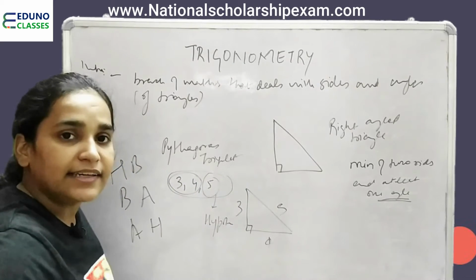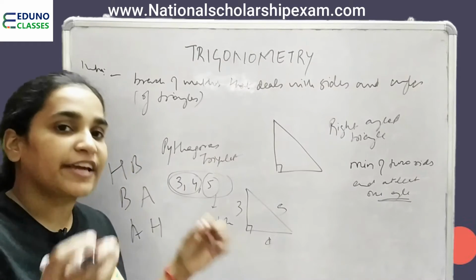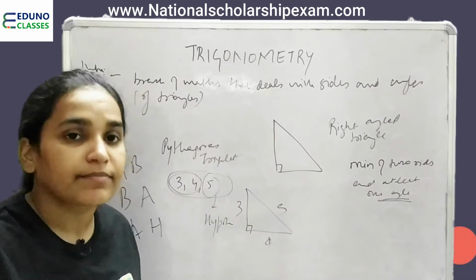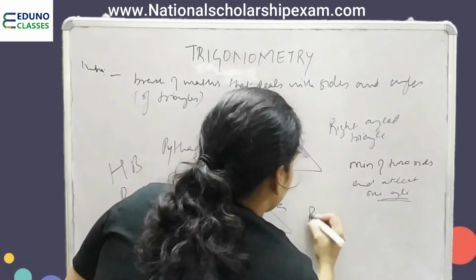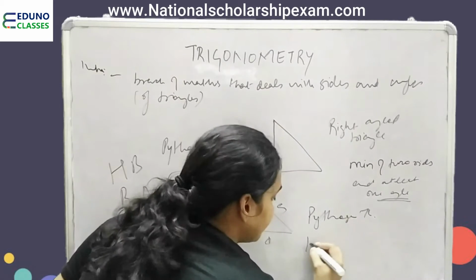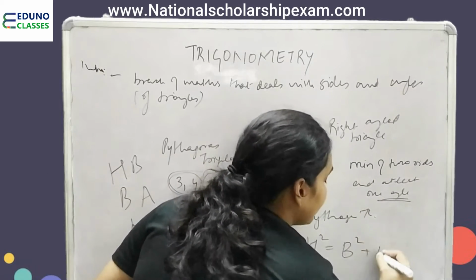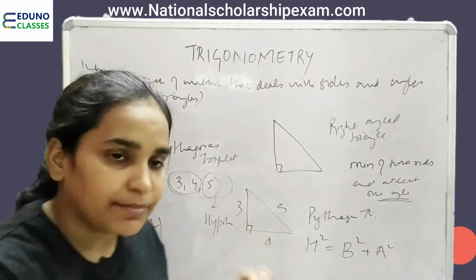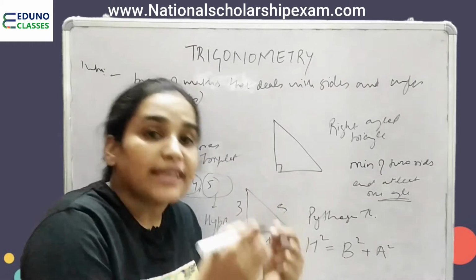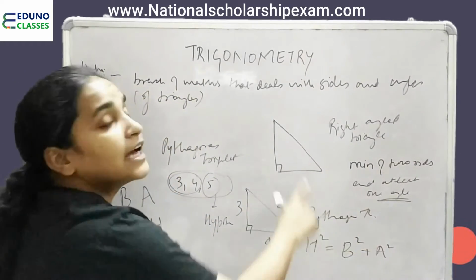we can find the third side by which formula? I hope you guys know by which formula we can find the third side of a right angle triangle if two sides are known to us. The formula is Pythagoras theorem, which means hypotenuse square is equals to base square plus altitude square, or you can simply say hypotenuse square is equals to sum of the squares of the remaining two sides, hypotenuse being the longest side.